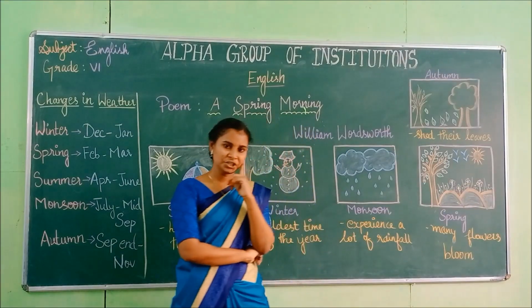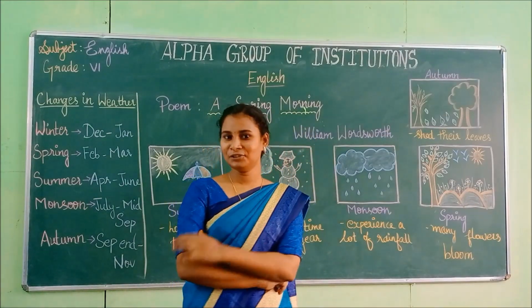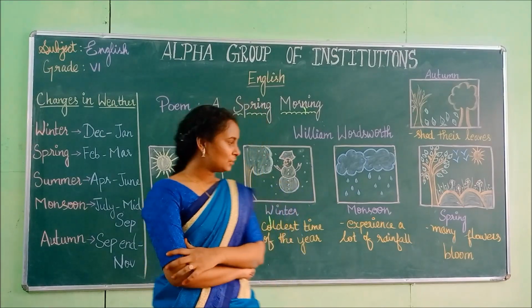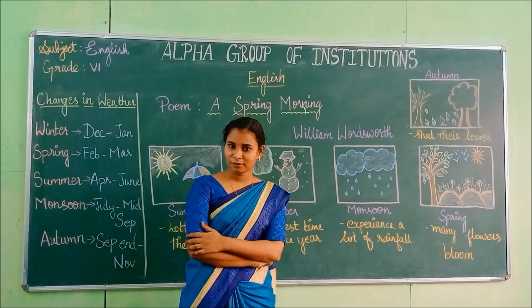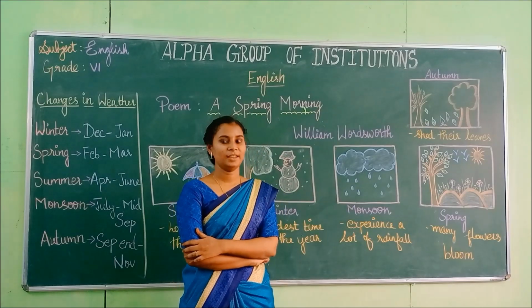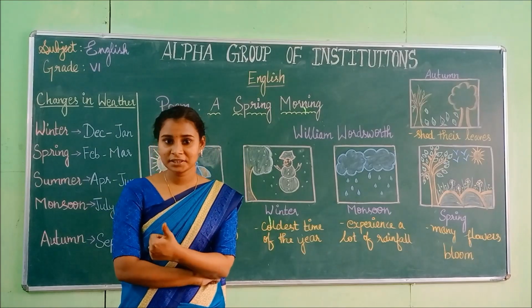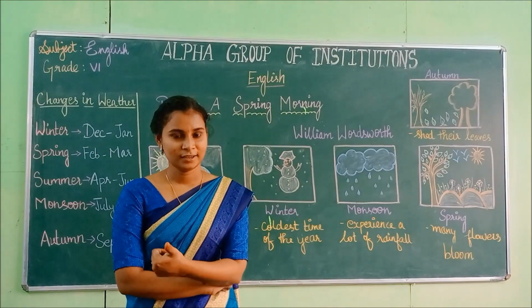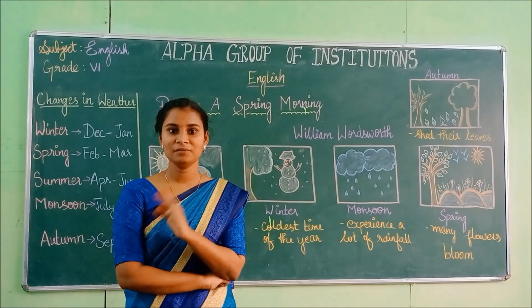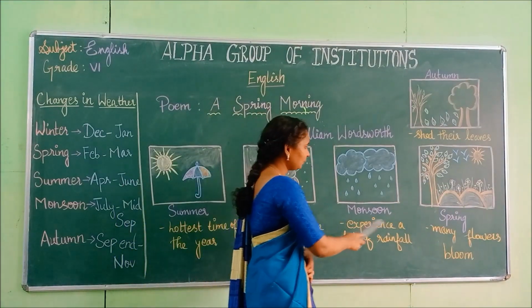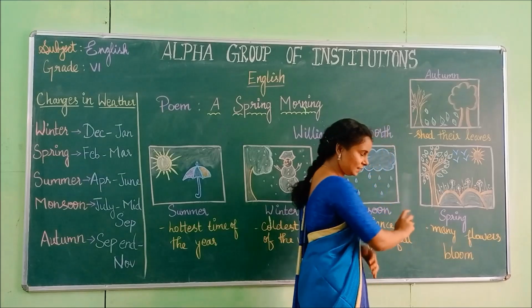So I have a question here for you. How many of you like rain? Yes, good. So do you think water is so essential for us? Yes, that's good. It's so essential. It's also essential for agriculture. Isn't it? To grow crops and all, we need water. So this is called monsoon. The next one is the spring season.